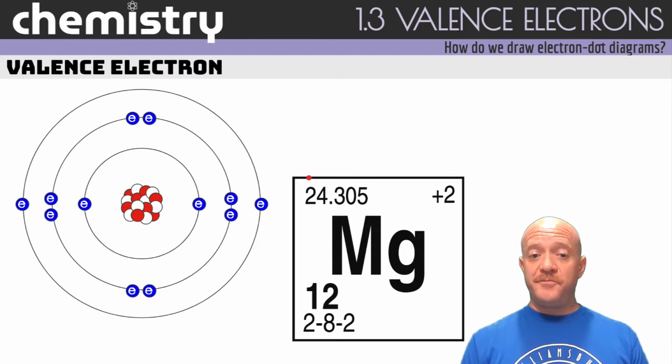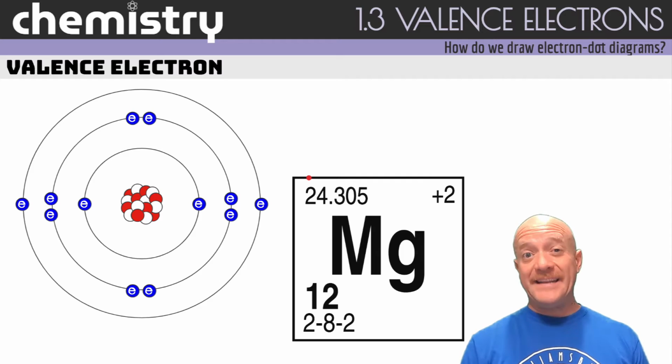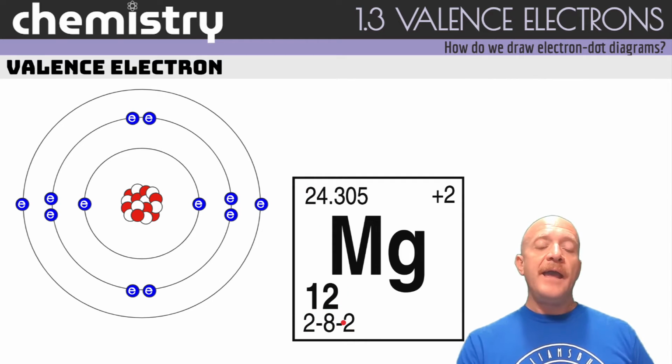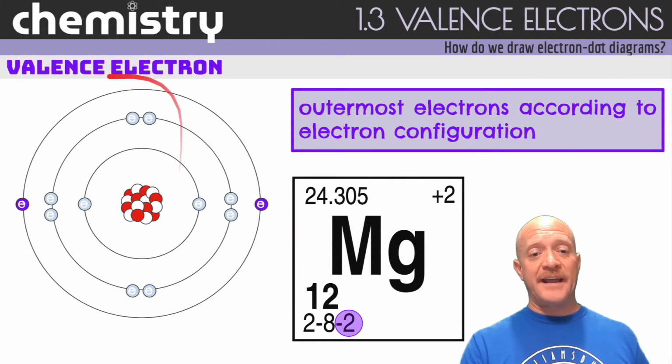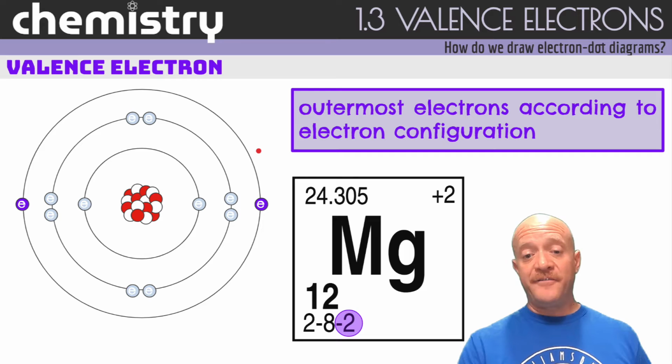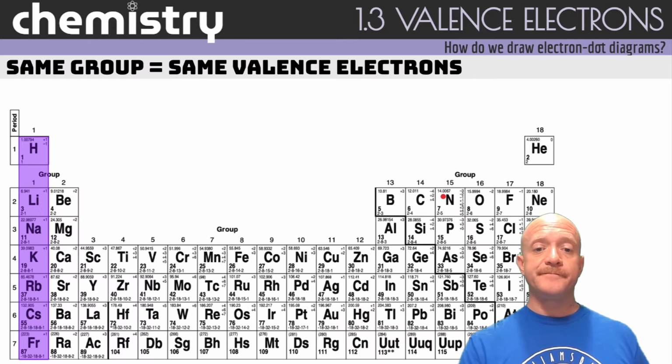So just to give you a little review, this is what the orbitals would look like in a magnesium atom. The electron configuration, recall, is right down here. And the valence electron is actually just the outermost electrons according to the electron configuration. So there are two valence electrons in magnesium. We pay attention to this number. This is also 2, but ignore that for right now because we haven't learned it.